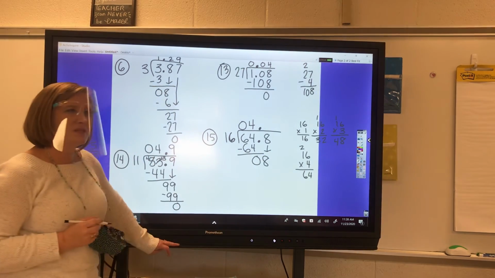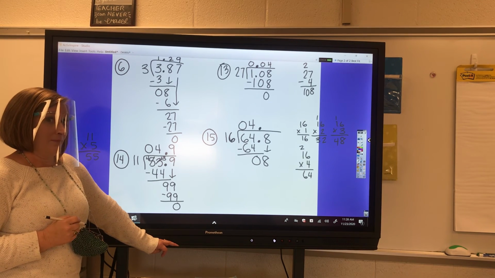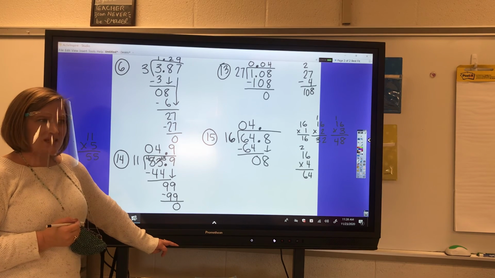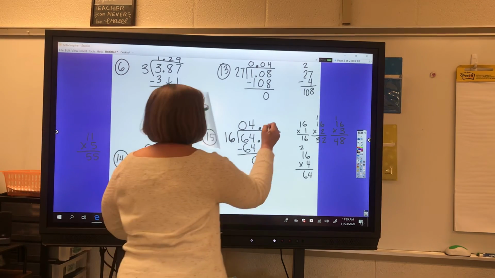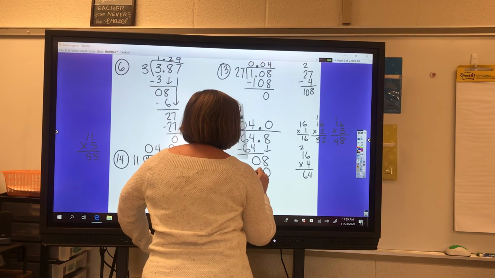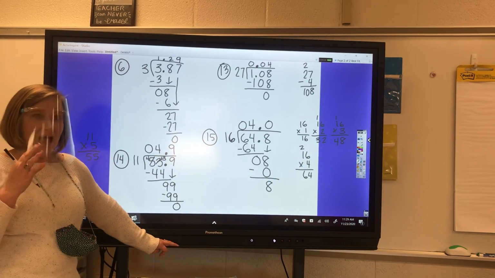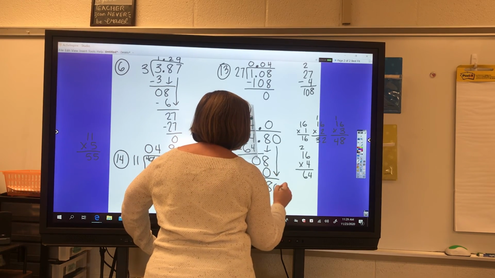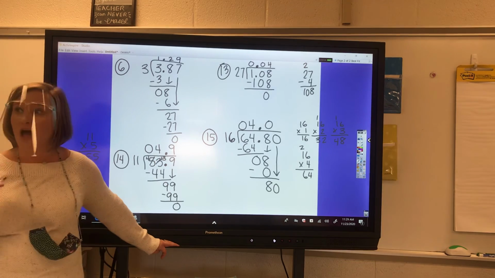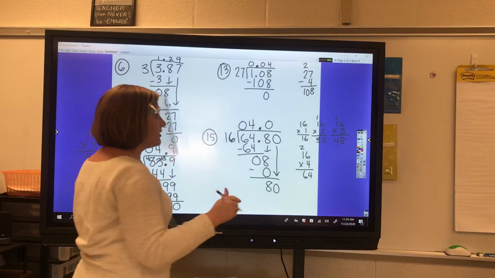Now, how many times will 16 go into 8? None. I can't make a group of 16. Can I have a remainder of 8? No. We have to add another 0, because step 4 tells us we cannot have a remainder. We've got to keep adding zeros.